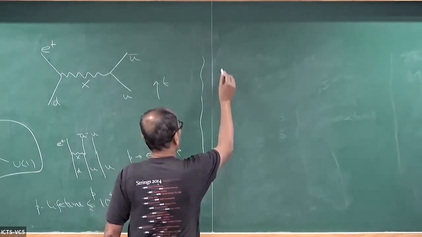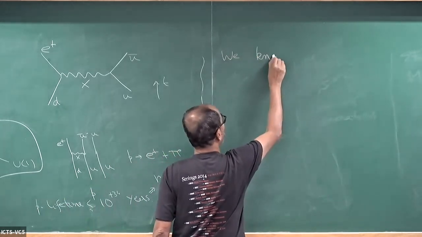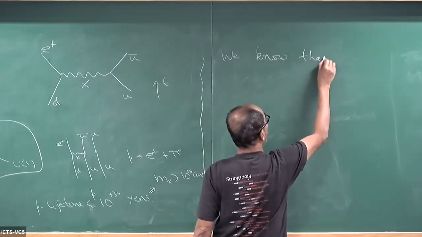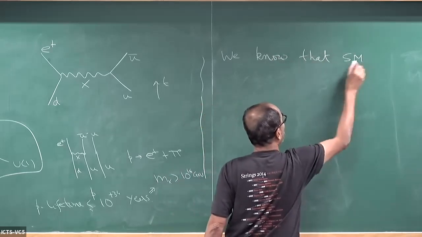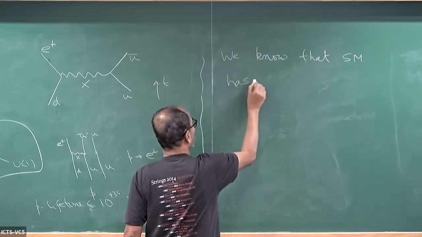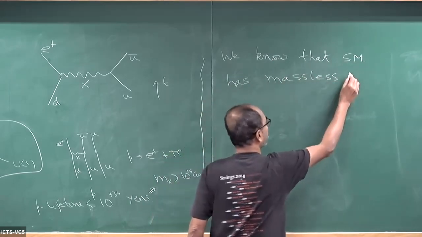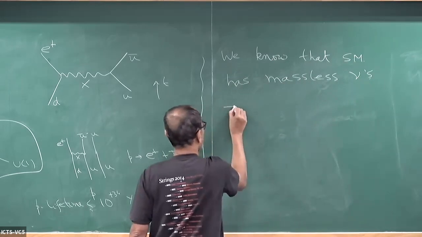So the point is that we already know that the standard model has massless neutrinos, and this contradicts experiment.